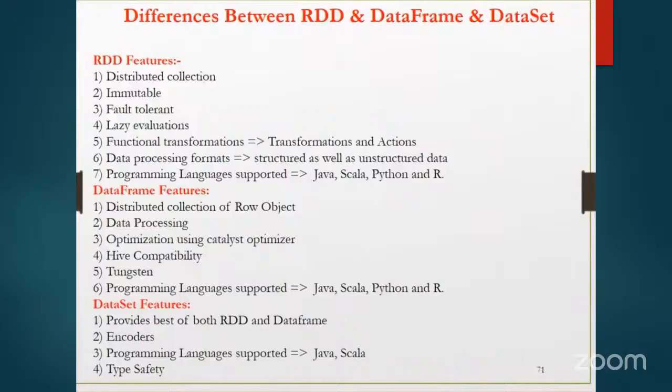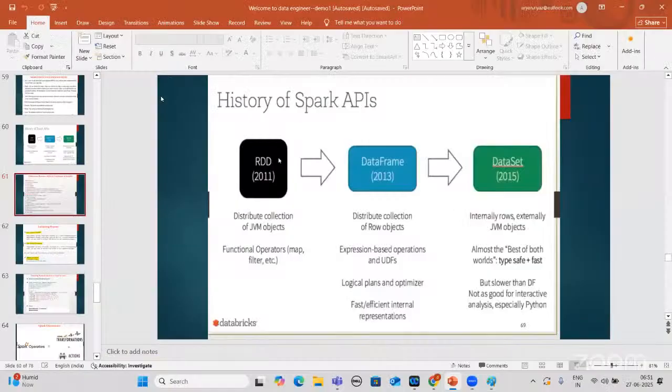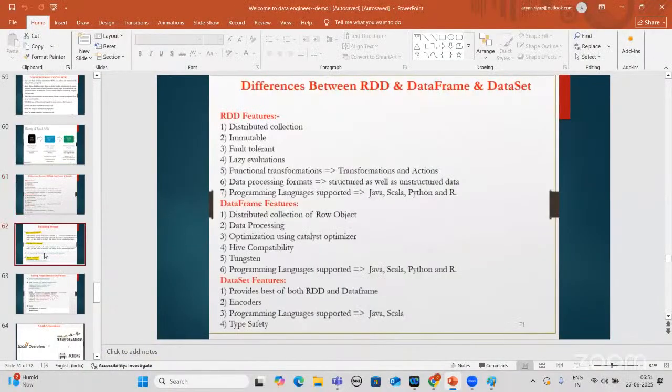Functional transformations means we have transformations and actions in the RDD also. Data processing formats: structured as well as unstructured data. This is wrong, but we are following that RDD is only for text files and log files. Whether it is structured or unstructured, it doesn't matter for us. Programming language support: Java, Scala, Python, R. We will come back to the data frame again, but as of now, we can understand what is RDD.